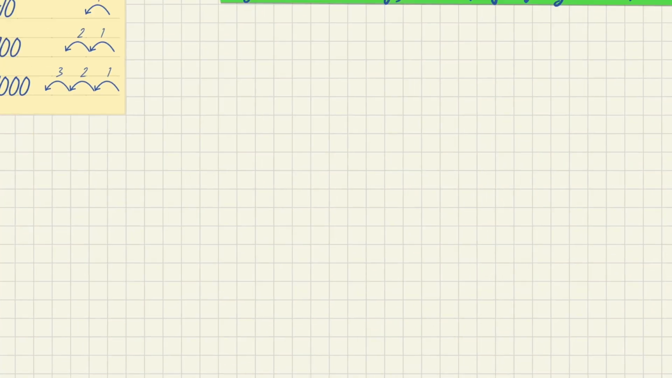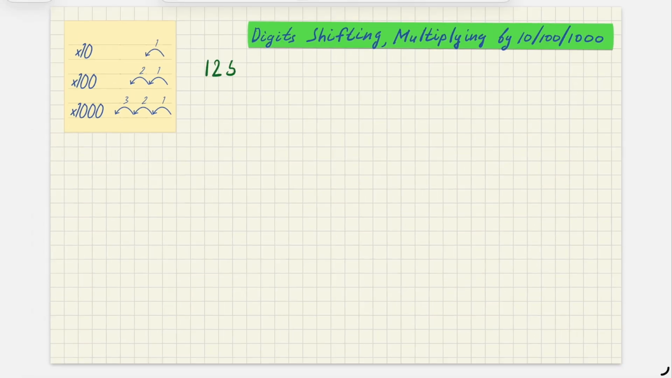Let's break it into pieces. Here is the task. 125 times 10. The digits are 1 in the hundreds place, 2 in the tens place, 5 in the ones place. When we multiply by 10, each digit shifts one place to the left.